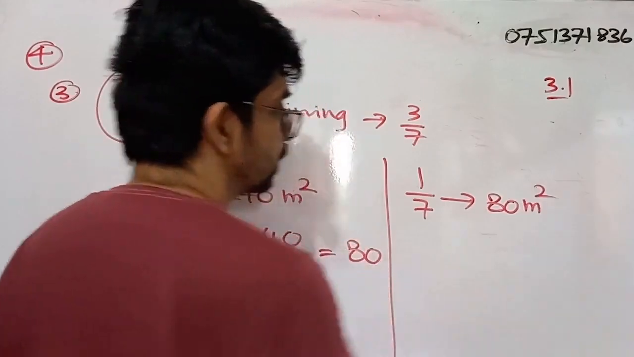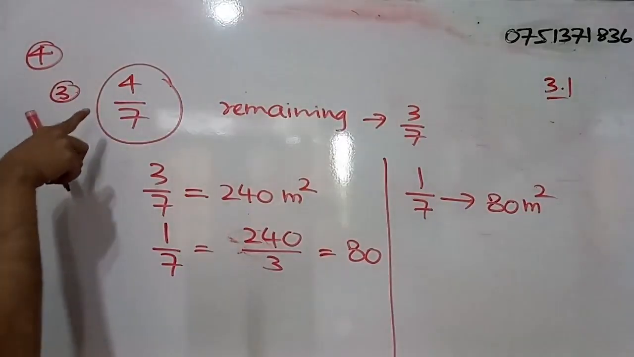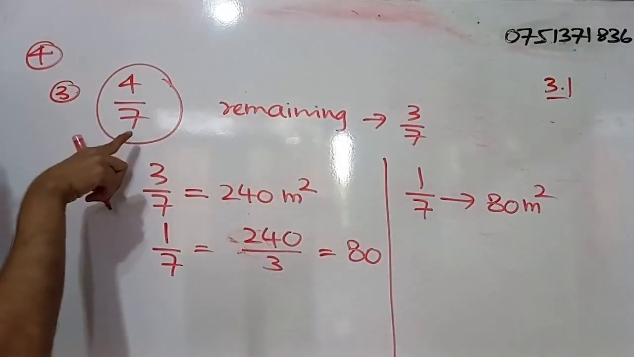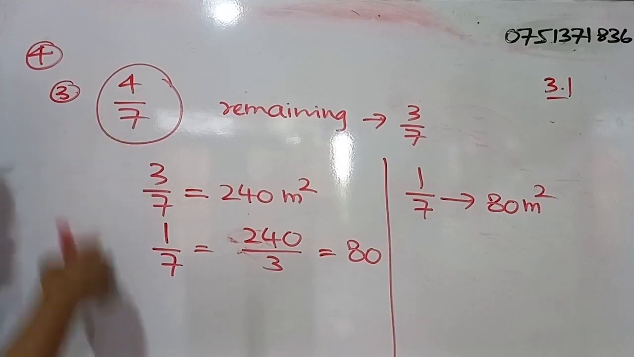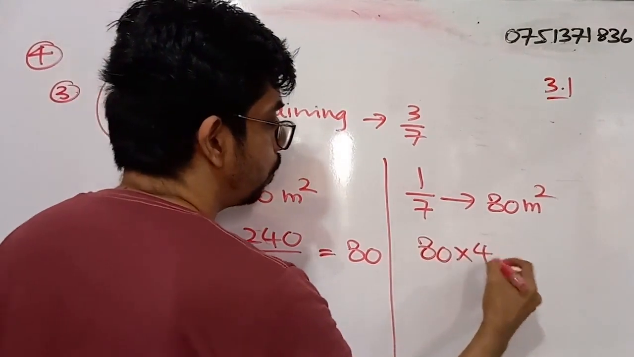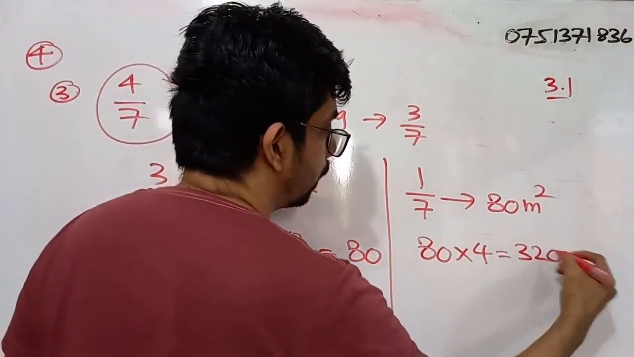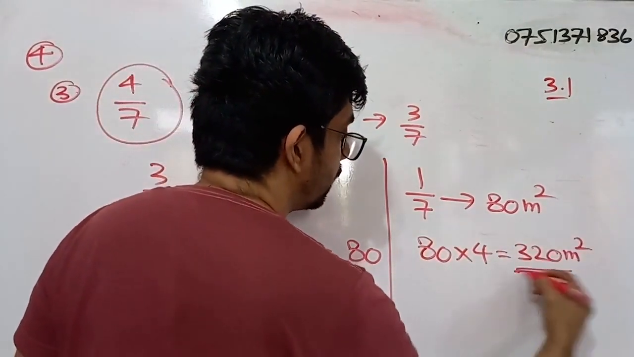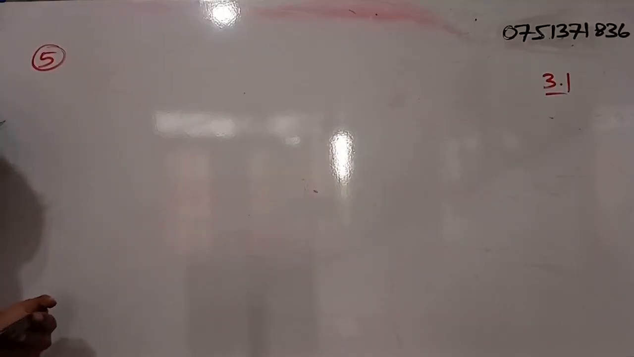80 square meters. So what is the amount of land Pradeep owns as a fraction? 4 by 7. So we have to multiply this by what? 80 by 4. So we get what? 320 square meters.